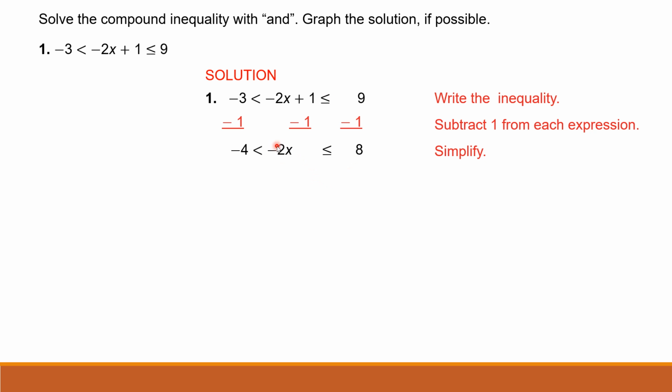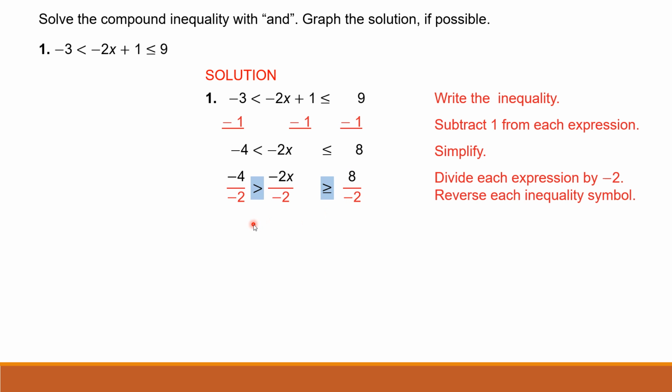And still looking at the expression in the middle, I need to solve for x. So we're going to divide by -2. And because I'm dividing by a negative number, notice that we had to reverse the direction of the inequality in both cases, for both parts. Because we're going to divide -4 by -2, this inequality switches. We're going to divide 8 by -2, this inequality switches. So let's simplify. And we get 2 is greater than x, which is greater than or equal to -4.